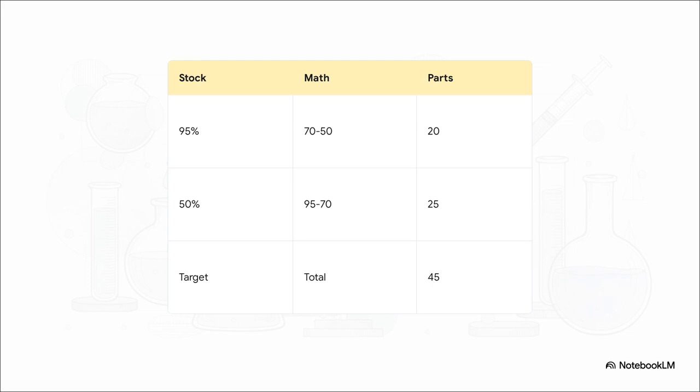Now read it straight across. The grid tells us we need exactly 20 parts of the strong 95% alcohol and 25 parts of the weaker 50% alcohol. Add those up, and your final mixture has 45 total parts. From there, calculating exact milliliter volumes for any batch size is a breeze. See? It literally turns complex chemistry into basic third-grade subtraction.